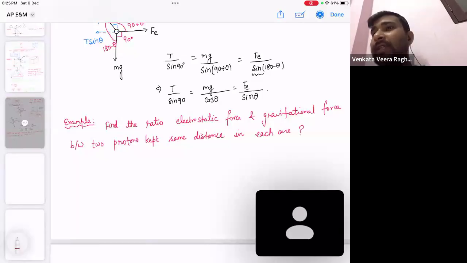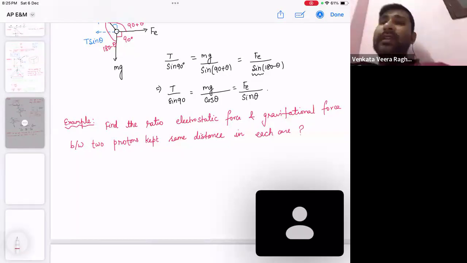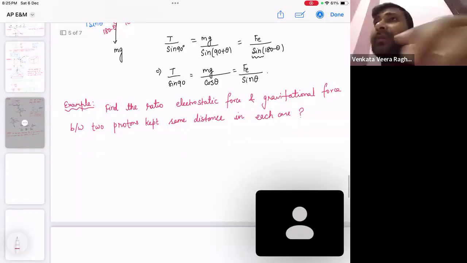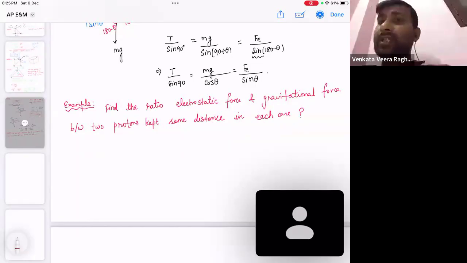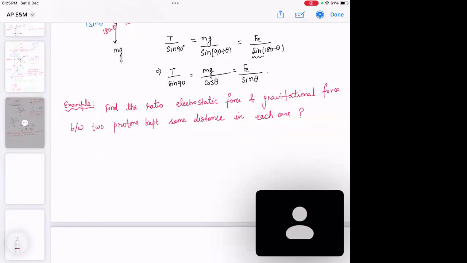Meaning is what? That you have two protons, okay? You kept some distance apart from each other. So they will be applying electrostatic force on each other, and they will be applying the gravitational force also on each other. So we just want to find out what is the ratio of these two forces. Is that clear? Please tell me. Understood the question? Yes, sir. So please tell me what is that ratio going to come?